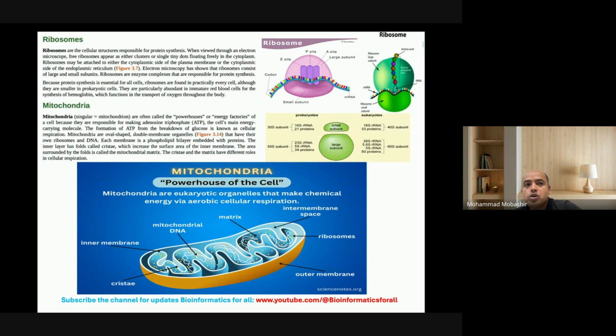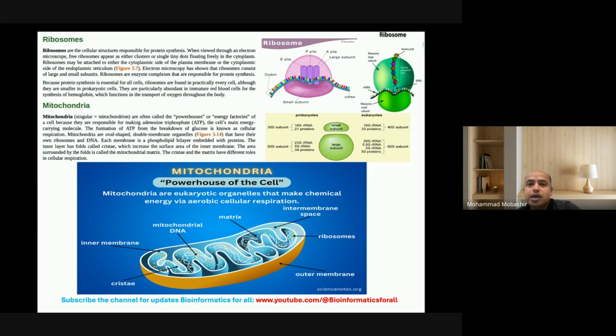Now it comes to ribosomes, the cellular structures responsible for protein synthesis. We have described the rough and smooth endoplasmic reticulum, and now it comes to the ribosome. So we know what ribosomes are doing: they are responsible for protein synthesis. And we also know that 70S ribosomes are present in prokaryotes and 80S ribosomes are present in eukaryotes. So how the structure in general is depicted to represent the ribosomes is here. What you can see is the small subunit and large subunit.